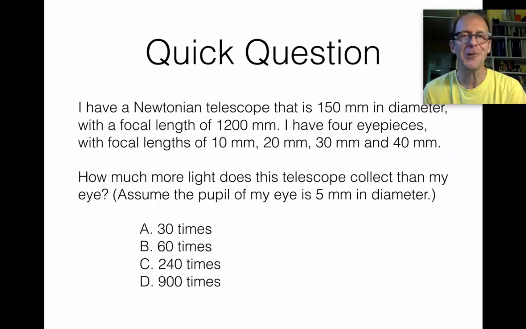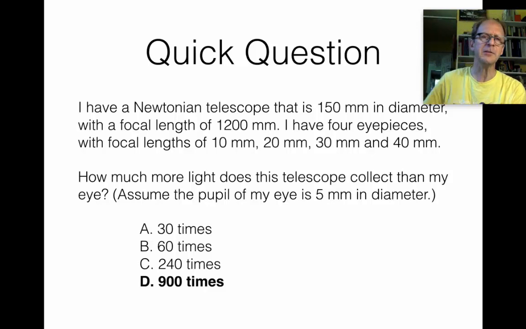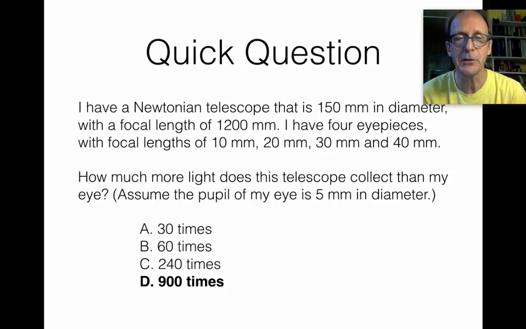My Newtonian telescope that I've mentioned already, how much more light does this telescope collect than my eye? And let's again assume a 5 millimeter diameter for the pupil. Go ahead and pause, think about this, and come back. And the answer is 900 times. Here the diameter is what matters, not the focal length. 150 millimeters is the diameter of the telescope. 5 millimeters is the diameter of the pupil. So 150 over 5 gives us 30, and 30 squared is 900.